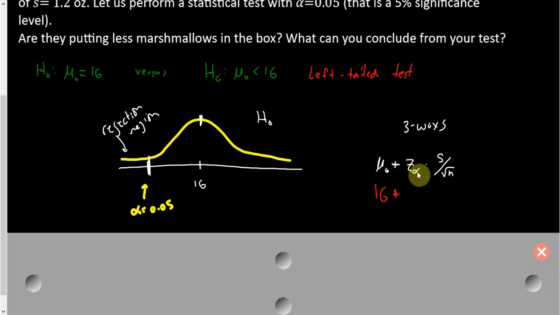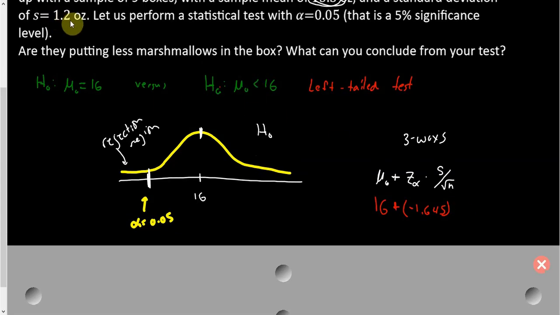Now, you may want to look up the critical value for 5% of a left-tailed test, but what that is, I'll put it in parentheses, is negative 1.645. We stated that in class. We wrote all these down. And then our standard deviation, I already forgot it. Let me scroll up and find it. 1.2. Standard deviation's 1.2, and our sample size was 9, I believe.